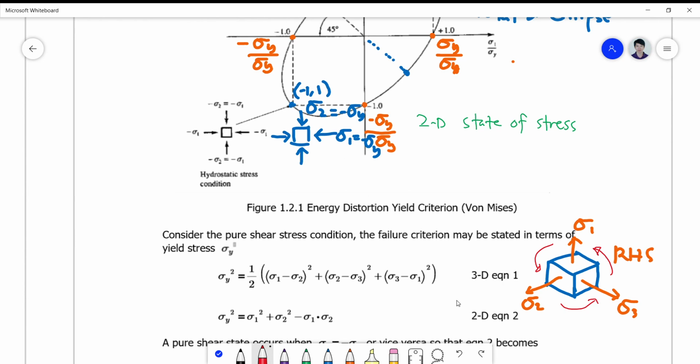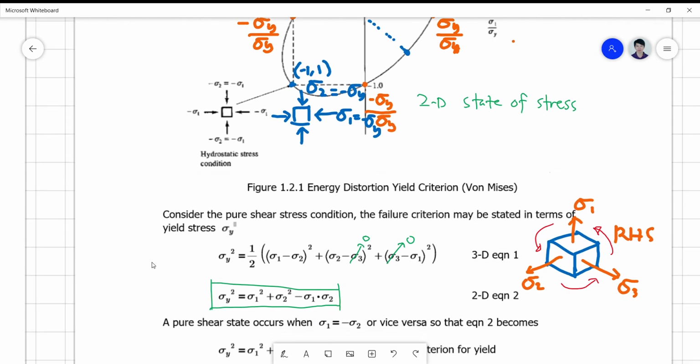Therefore, we have to just take the value of sigma 3 to be 0. So we just let the sigma 3 here vanish, and therefore your equation, upon simplification and expansion, will yield a much simpler formula for your yield stress variable: sigma y squared is equivalent to sigma 1 squared plus sigma 2 squared minus sigma 1 multiplied by sigma 2.